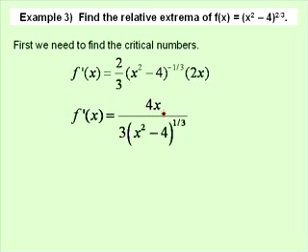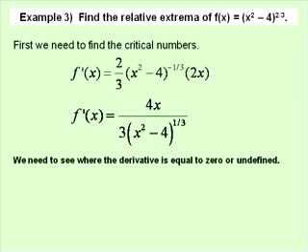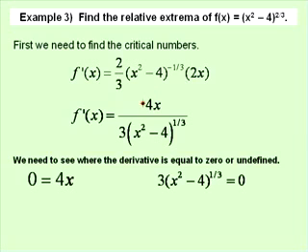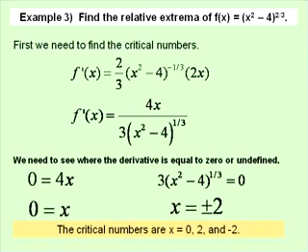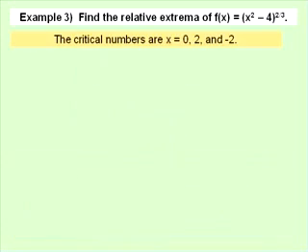2 times 2x is 4x in the numerator. The denominator becomes 3 times (x² minus 4) to the 1/3. That exponent becomes positive when we move to the denominator. So we now need to see where this derivative is equal to 0 or undefined. To find out where the derivative equals 0, we can set the numerator equal to 0. And to see where the derivative is undefined, we set our denominator equal to 0. So we find that these values are at x equals 0 and at x equals positive or negative 2. So these are our critical numbers.